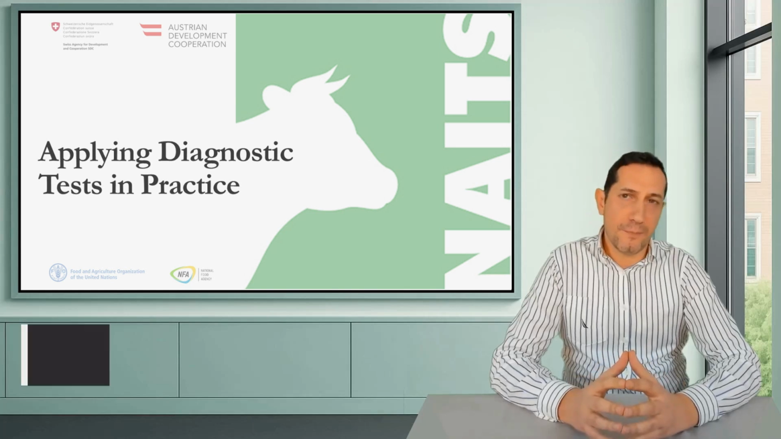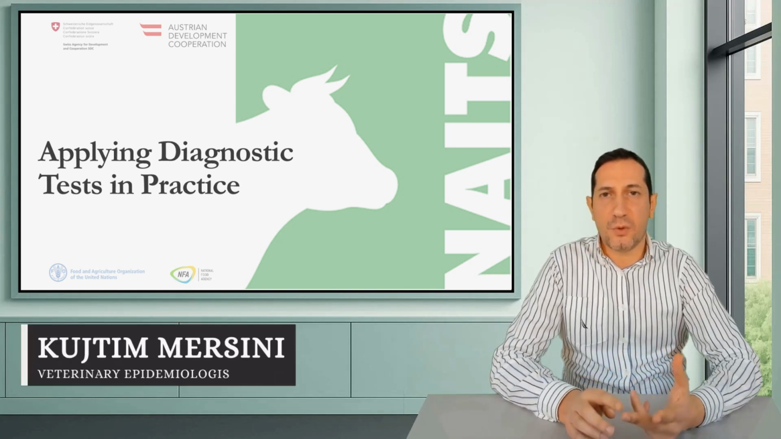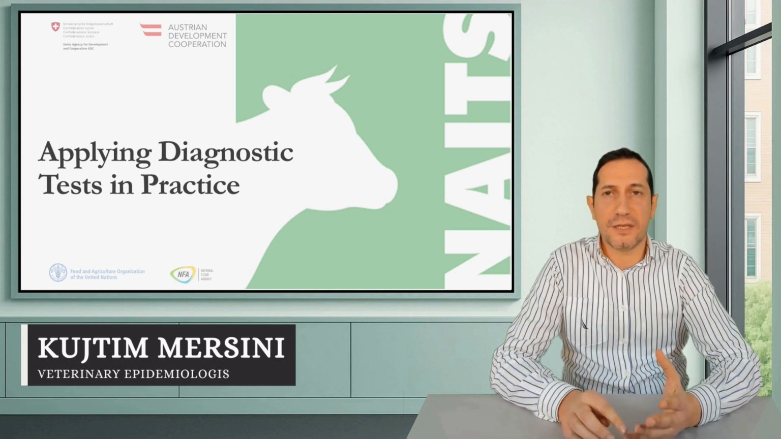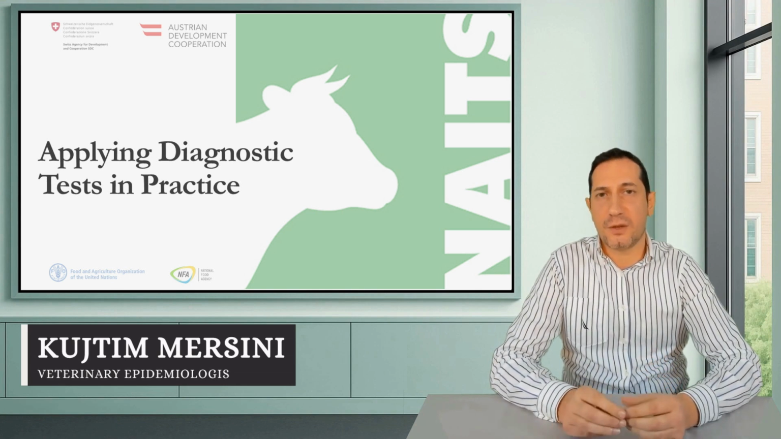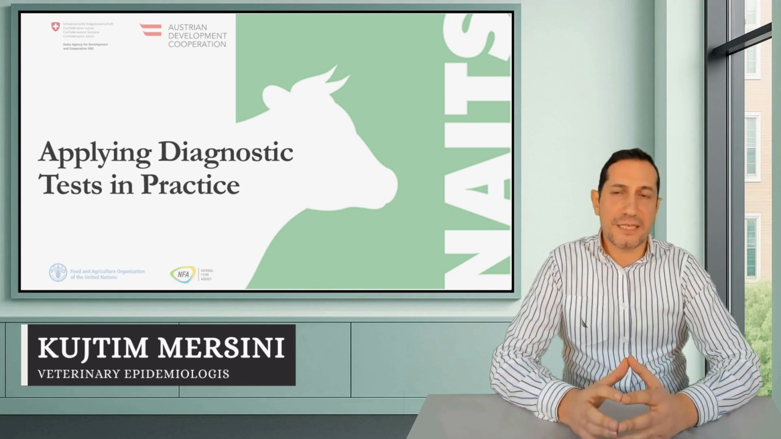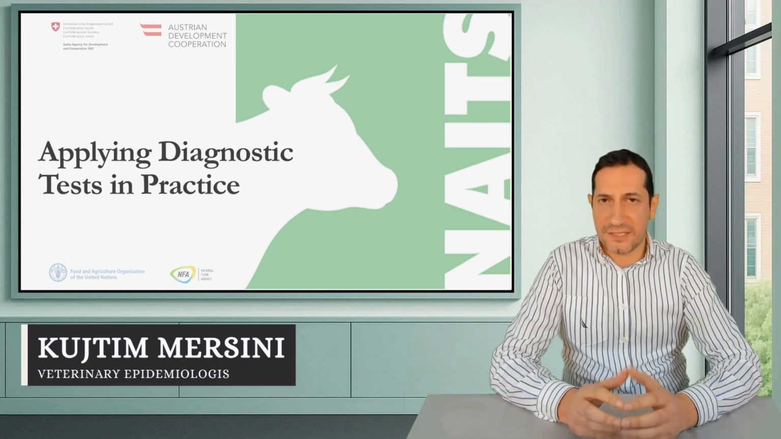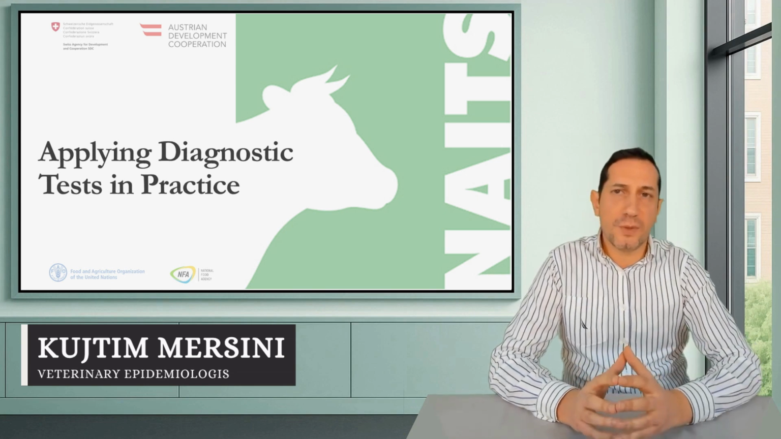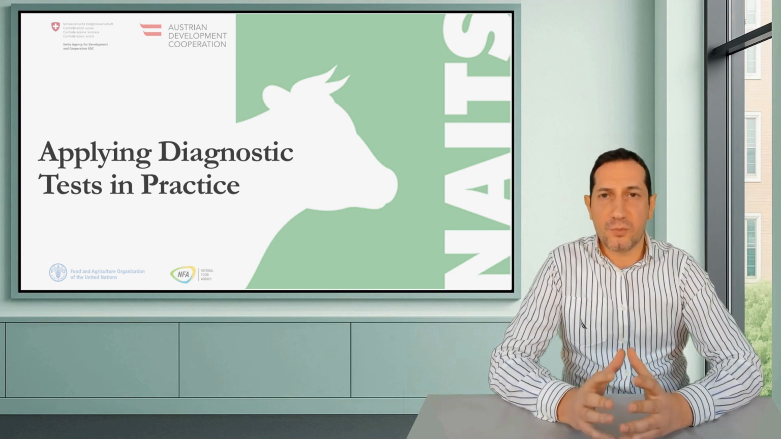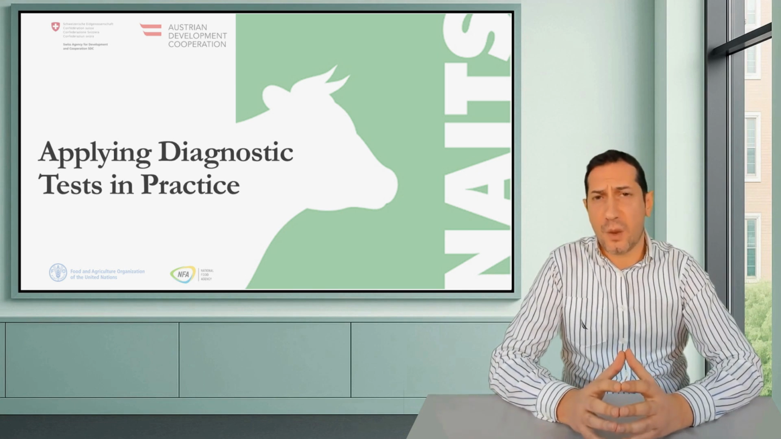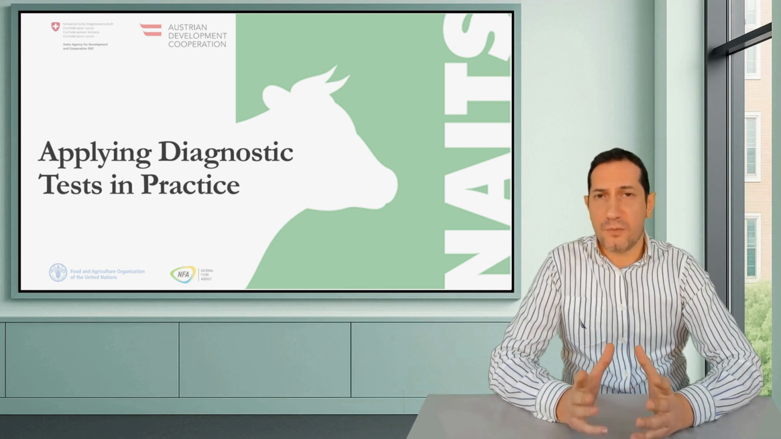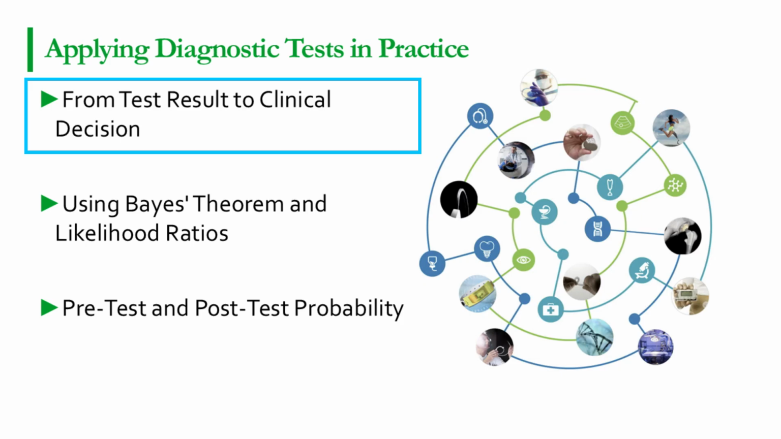Welcome back. In our last lecture, we focused on evaluating the intrinsic properties of a diagnostic test, its sensitivity and specificity. Now we're going to bring that knowledge into the exam room. This lecture is all about the practical application of test results for an individual animal. How do we formally combine our clinical suspicion with a new piece of information from a lab test?